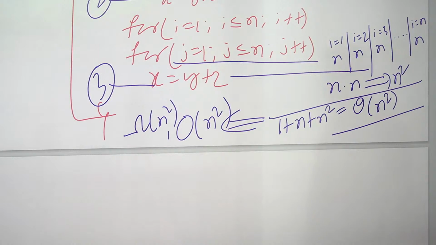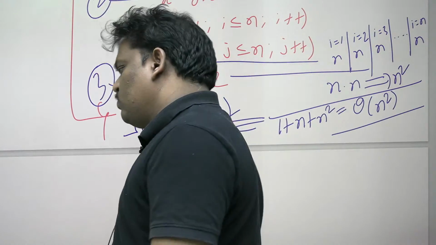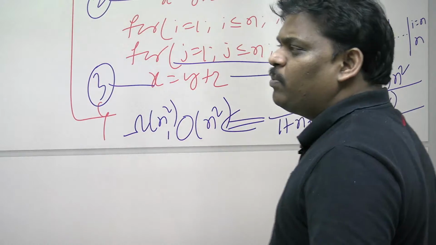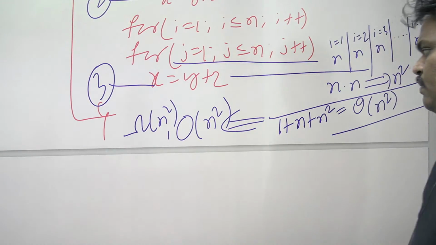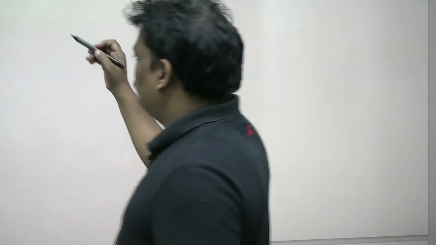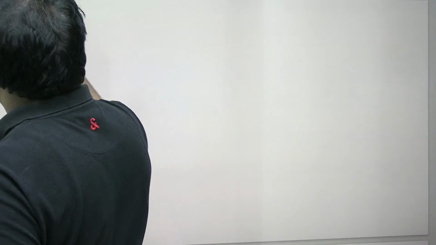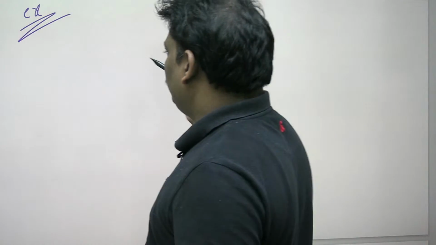That's what I am saying. When I write theta, that means big O also, omega also. Some people will write big O, some people will write omega, some people will write theta. All are correct. Fine, that is the second example. Let's go to the third example.